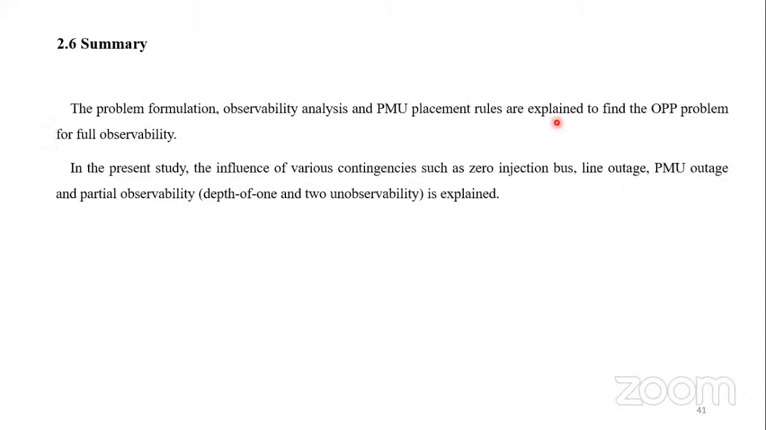Now, as a summary, till now we have talked about the problem formulation and observability analysis, and also some of the important points of PMU placement rules in order to find the optimal PMU placement. We have also talked about various contingencies: zero injection bus, line outage, PMU outage, and partial observability, that is depth of 1 and 2 unobservability conditions.